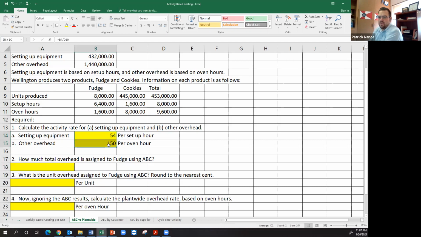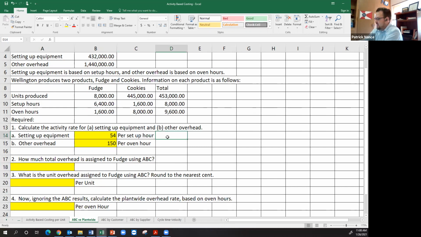Well, then it asks how much total overhead is assigned to fudge. Well, I need to use these 2 allocation rates, and I need to figure out how many setup hours fudge used and how many oven hours fudge used. So I'm going to say 54 times 6,400 for the setup hours. And then I'm going to also take 1,600 for the oven hours times 150 per oven hour. And I can total those to see how much total overhead is assigned to fudge. So a total of 585,600.